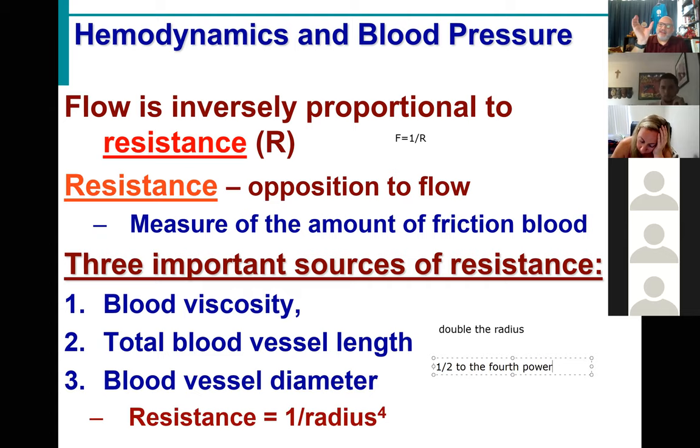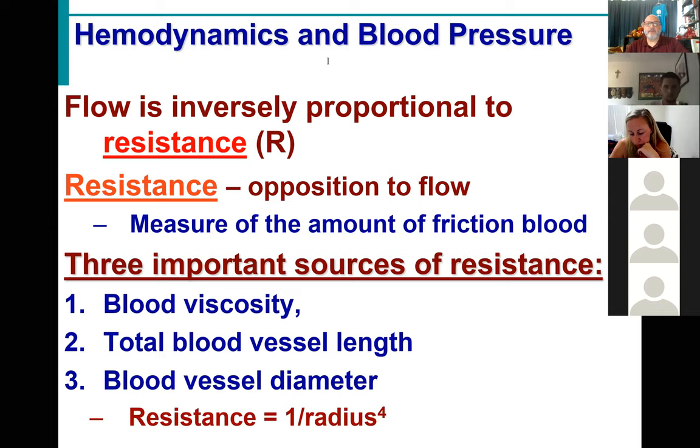Or let's do the opposite. If we decrease the radius by half, that is going to increase the resistance 16 times. Like I said, you don't have to memorize this equation, but what I want you to appreciate is that even small changes in the diameter of a blood vessel can have a huge effect on the resistance and therefore a huge impact on the flow of our blood. So even small, subtle dynamic changes have a huge impact on resistance, which is going to have a huge impact on the flow of our blood. All right?